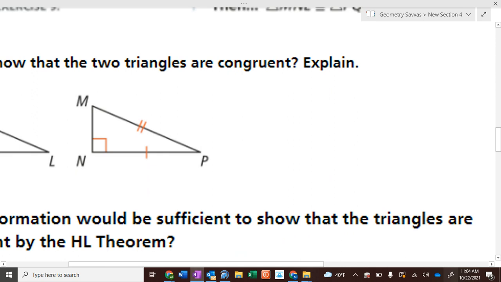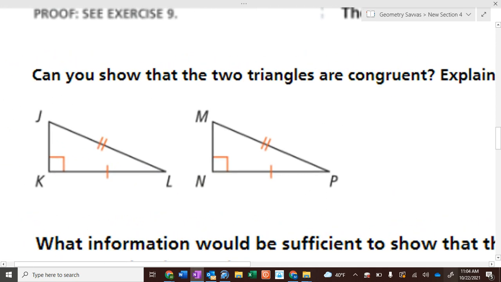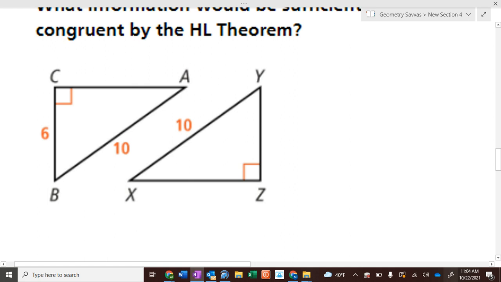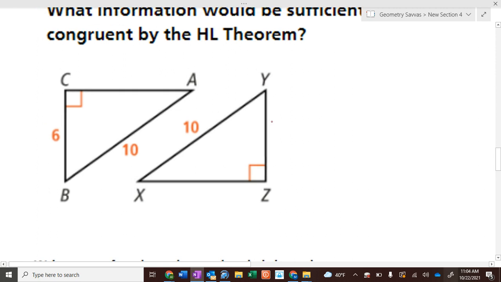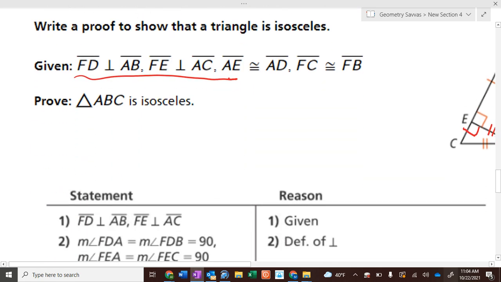Okay? So, why are these congruent? By hypotenuse leg. Is there enough information to say that we have HL here? No. What else do we need to know? That YZ is 6. If YZ would be 6, then we can say hypotenuse leg.